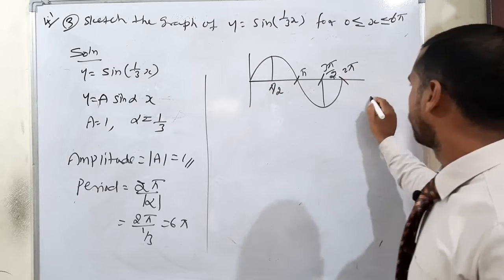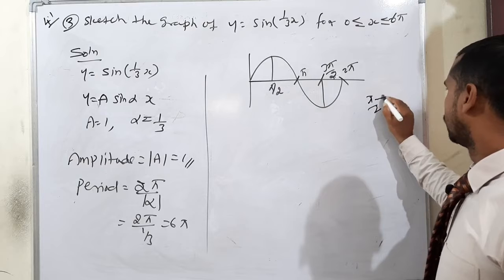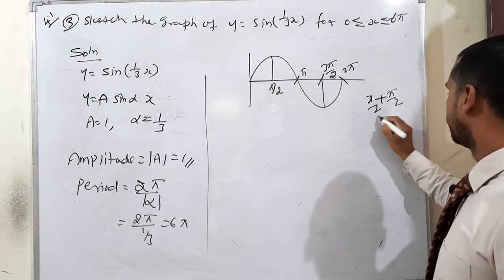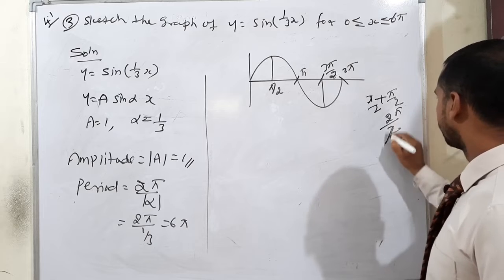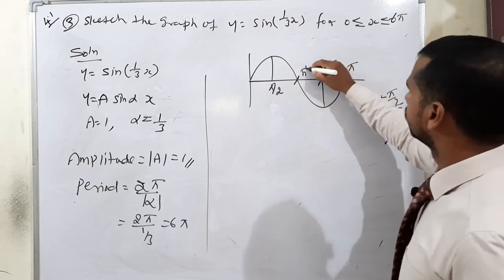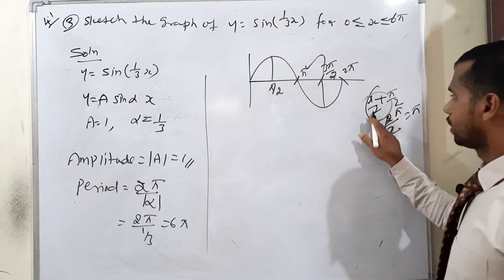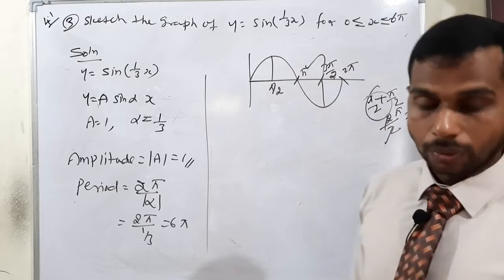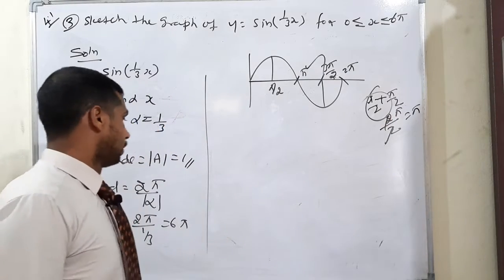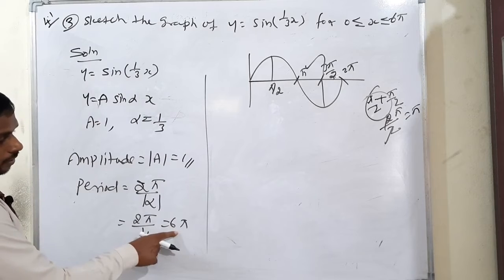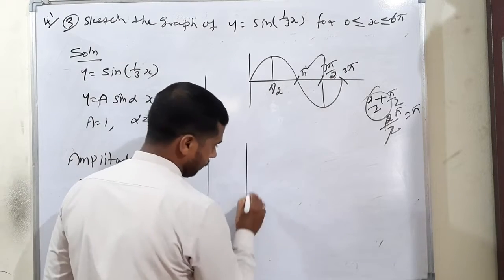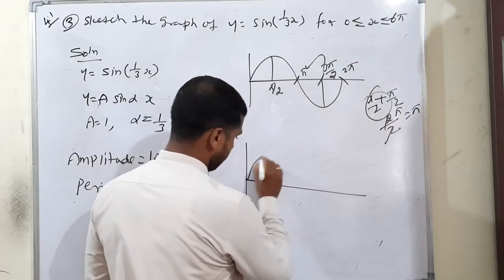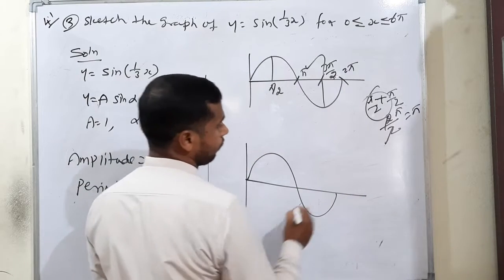Next one, pi by 2 plus pi by 2 means, common denominator 2, pi plus pi, 2 pi, the 2 cancels, the value will be pi. So each and every distance, according to the difference, is only pi by 2, isn't it? So we have the highest x value 6 pi, isn't it? Instead of 2 pi, draw it with the same normal sine graph.